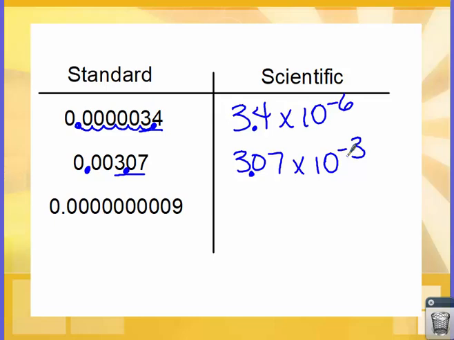Okay. Now on this last one here, you'll notice that I only have one significant digit. And that digit is between 1 and 10. So I can write that as 9. So 9 times 10. Now where was my decimal? Right here. Well, where's the decimal at in the 9? It's actually right behind it. So how many places did we move it? 1, 2, 3, 4, 5, 6, 7, 8, 9, 10. So we have negative 10. Okay? So that's how we go from standard to scientific using small numbers.